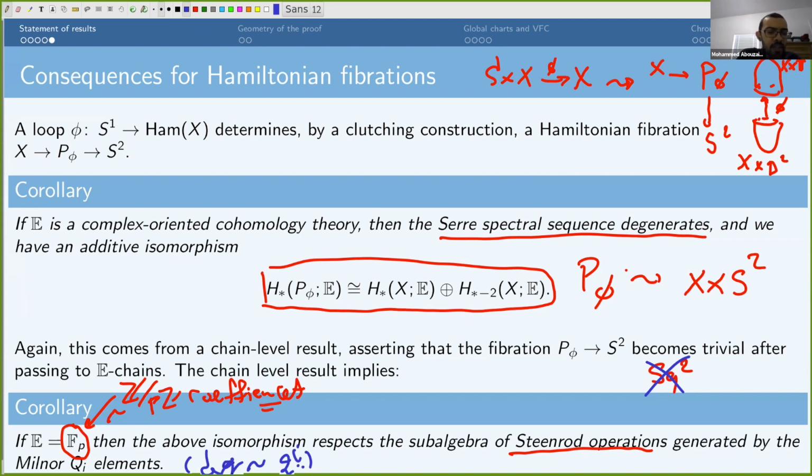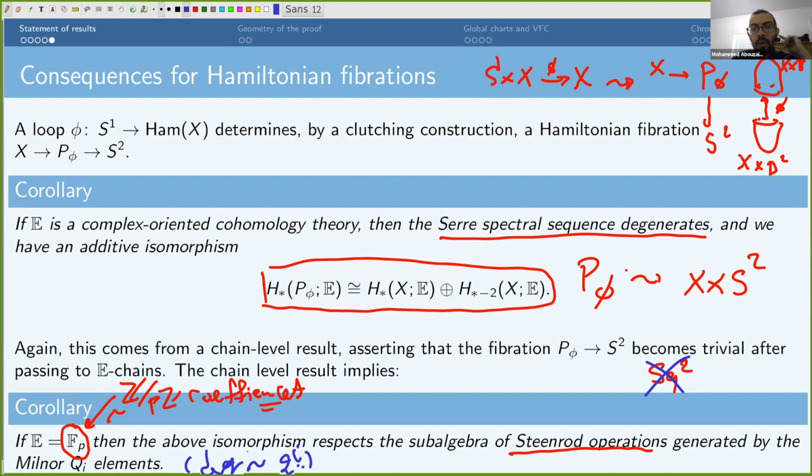They're rather sparse in the Steenrod algebra, but nonetheless, there is a non-trivial subalgebra of the Steenrod algebra which is preserved by these operations. So we have more content than you might guess by just stating the homology isomorphism.